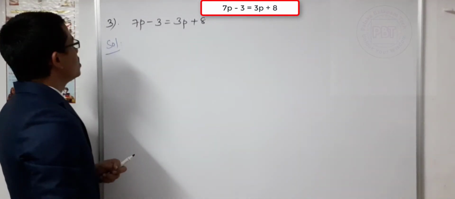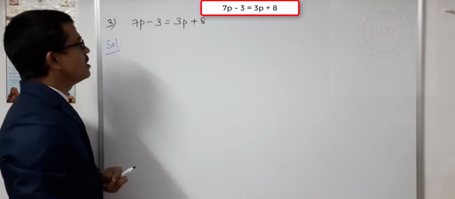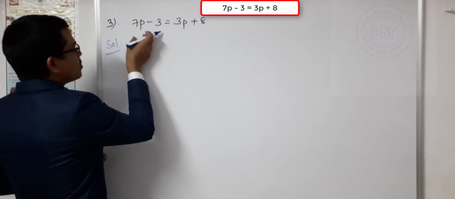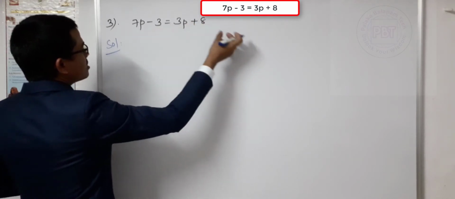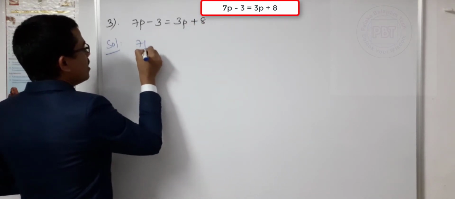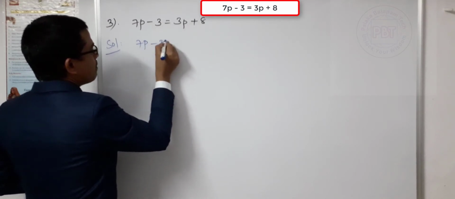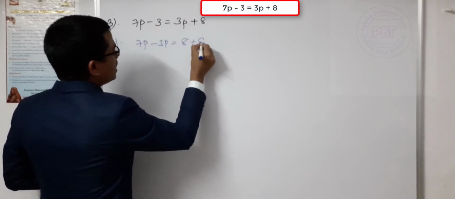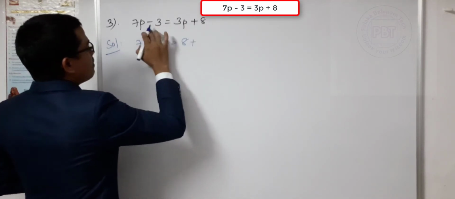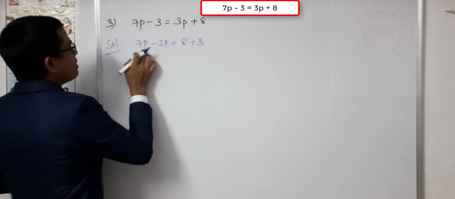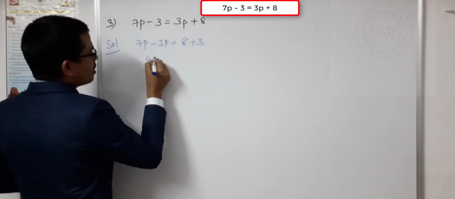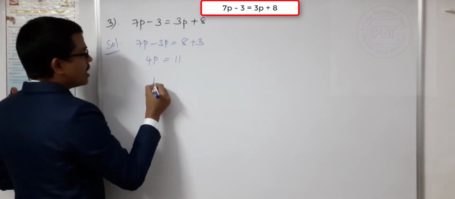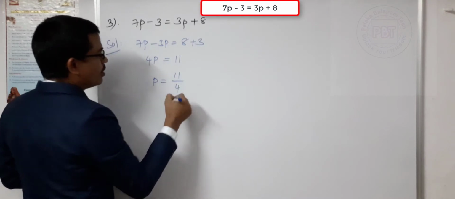Now let us see the third question: 7p minus 3 equal to 3p plus 8. In the given question, I am going to transpose 3p to the left hand side and minus 3 to the right hand side. So 7p minus 3p, equal to 8, and minus 3 becomes plus 3. Now 7p minus 3p is 4p, equal to 8 plus 3, which is 11. Now p equals 11 by 4.